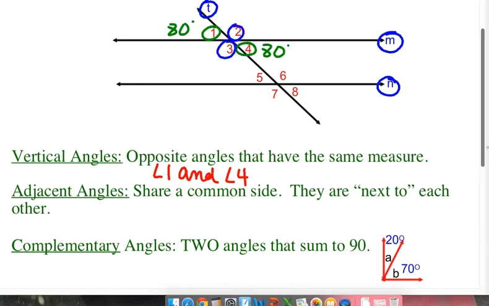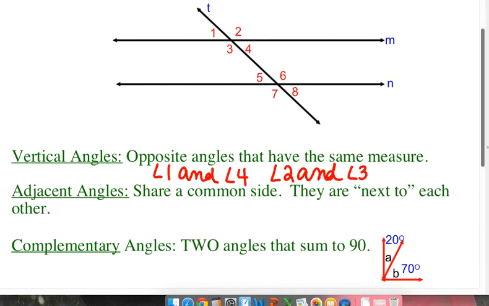They're back to back from each other. And if I were to tell you that angle 2 was 100 degrees, guess what? Angle 3 would also be 100 degrees. So more vertical angles, aside from 1 and 4, would be angles 2 and 3. Now, I could do the same thing for angles 5, 6, 7, and 8 down below. But for now, just to get the idea, let's just stick with 1 and 4 being vertical and 2 and 3 being vertical.